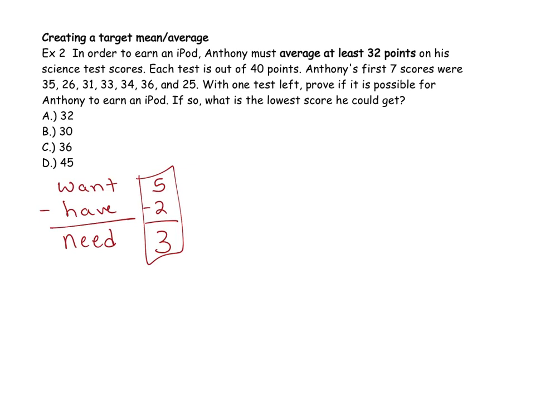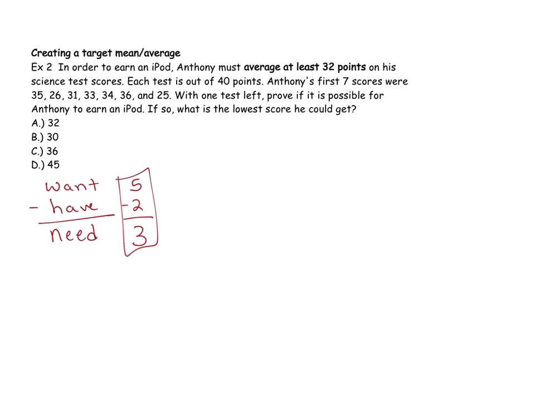Okay? So, in order to earn an iPod, Anthony must average at least 32 points on his science test scores. Each test is out of 40 points. Anthony's first 7 scores were these values here. With 1 test left, prove if it's possible for Anthony to earn an iPod. If so, what is the lowest score he could get?